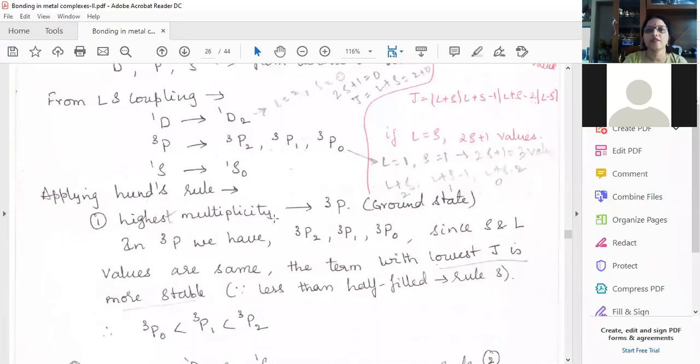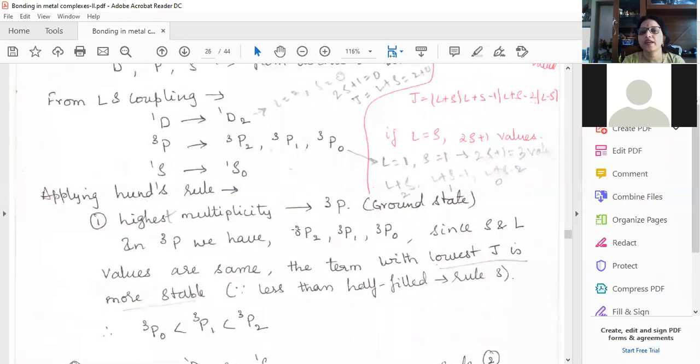Now so many terms are there. Which one will you put at the bottom? Among singlet D, triplet P and singlet S, which one has the highest S value? The highest S value is for the triplet P. So I have to write this as the ground state, the one with the lowest energy. So we'll put triplet P as the lowest one. And in this, I have 3 levels because of 3 J values: triplet P2, triplet P1, triplet P0.